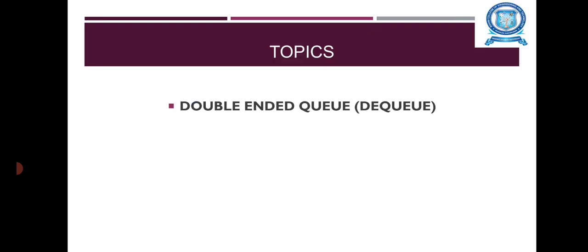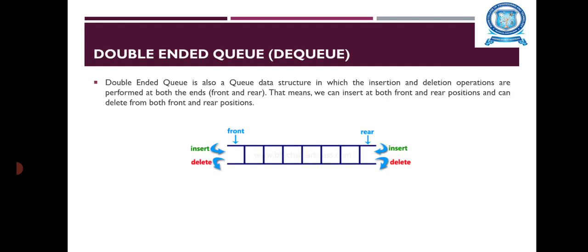In this video, we are going to discuss the double-ended queue, that means Dequeue. A double-ended queue is also a queue data structure in which the insertion and deletion operations are performed at both ends, that means front and rear. That means we can insert at both front and rear position and can delete from both front and rear position.